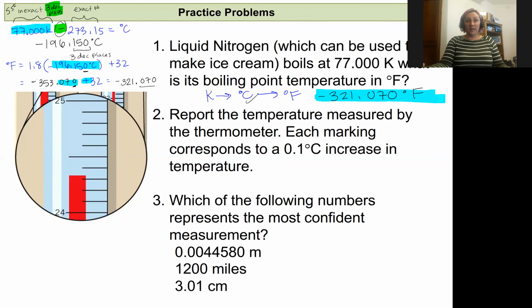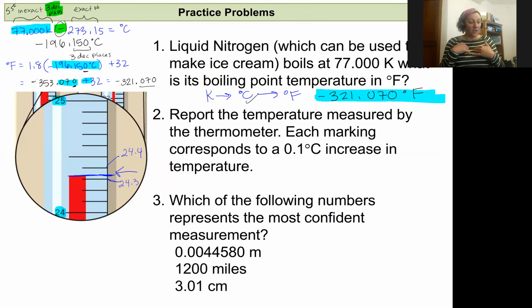All right, now let's move on to the next problem. Reporting the temperature here in our picture that we have. And so each of these markings is 0.1 degrees Celsius, and I'm starting at 24, and this goes to 25. I'm going to come here to the top and kind of bring this over in between the markings and see where I'm looking. So if each of these marks is 0.1, then the closest markings I have are 24.3 and then 24.4. And the temperature is somewhere in between these two.